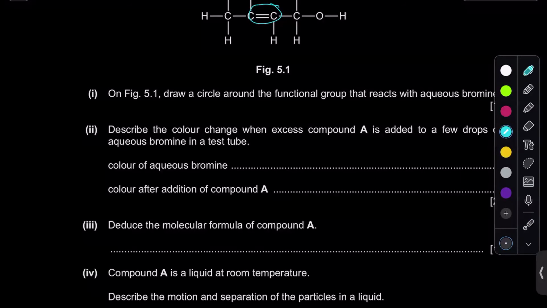Describe the color change when excess compound A is added to a few drops of aqueous bromine in test tube. So aqueous bromine is brown. Brown, to say use red brown? Red brown is a better answer. Yes. Red brown या orange दोनों लिख सकते हैं. So that's where it starts. Orange or red brown दोनों में से एक आप लिख दीजिएगा. And color after that, it's colorless. Yeah, absolutely.